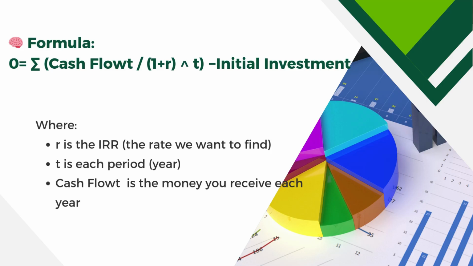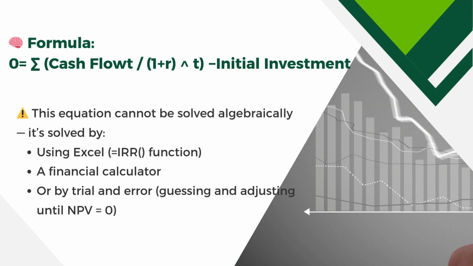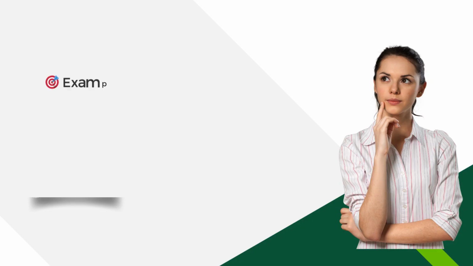T is each period, year. Cash flow sub t is the money you receive each year. This equation cannot be solved algebraically. It's solved by using Excel's IRR function, a financial calculator, or by trial and error, guessing and adjusting until NPV equals 0.